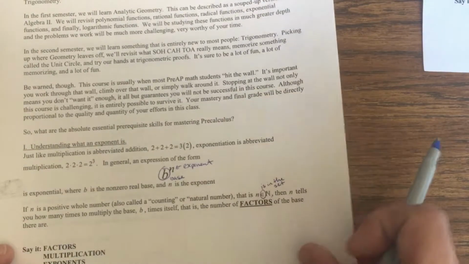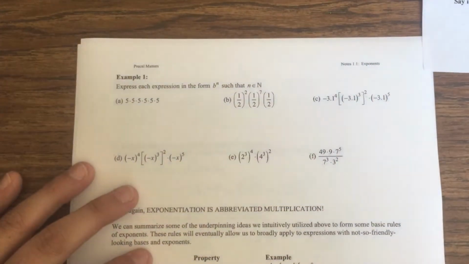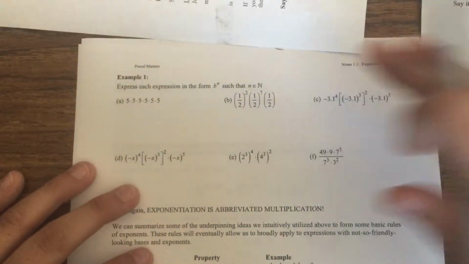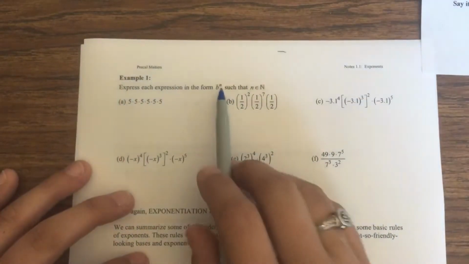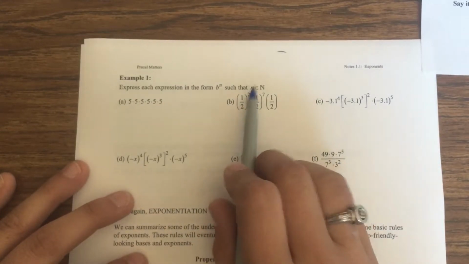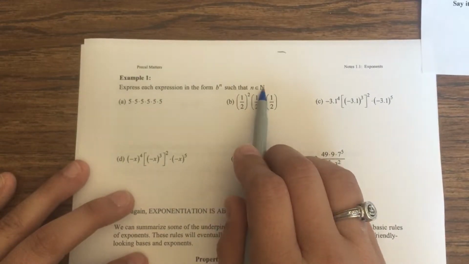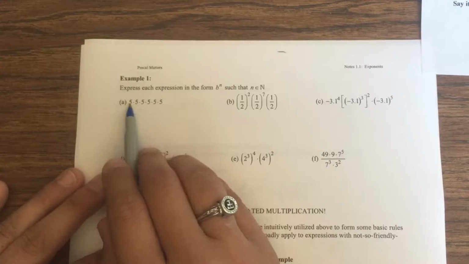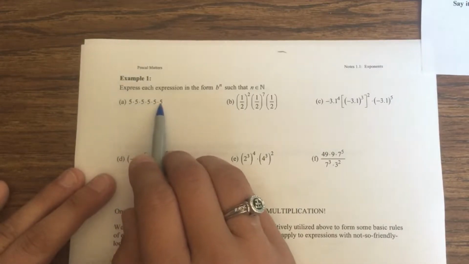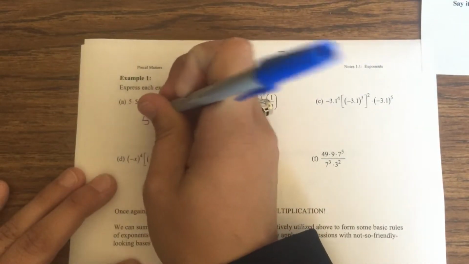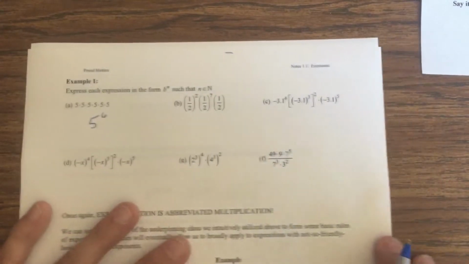So I'm not going to read most of this sheet to you. I feel like you can read it. So let's just jump into the examples. What they want you to do in this first set is express each expression in this form such that your exponent is one of the natural numbers, okay? So this one right here, you've got 1, 2, 3, 4, 5, 6 fives. So that's 5 to the 6th power, okay? So 5 to the 6th power.